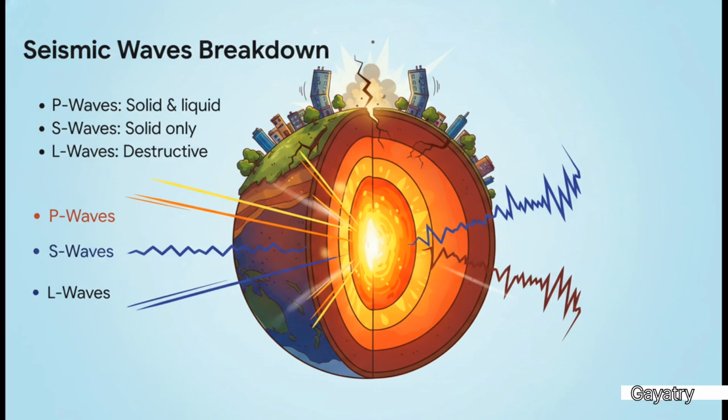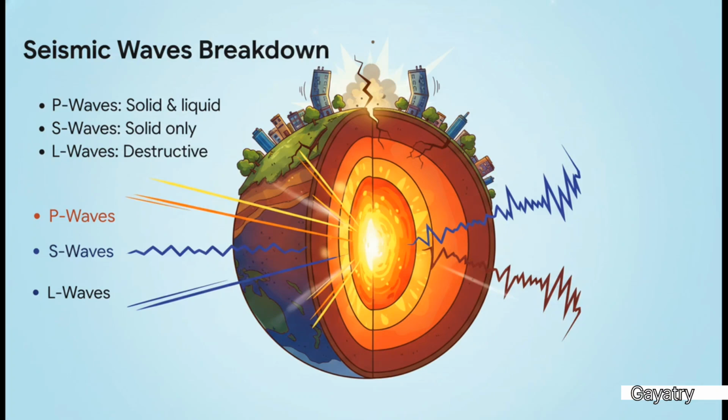First up, we have P waves, or primary waves. They are incredibly fast, push-pull waves that can travel through both solid rock and liquid magma. Next are S waves, or secondary waves. These are transverse waves, and here is the key thing. They cannot travel through liquids. The fact that S waves just stop dead at the Earth's outer core is exactly how we know that layer is molten liquid.